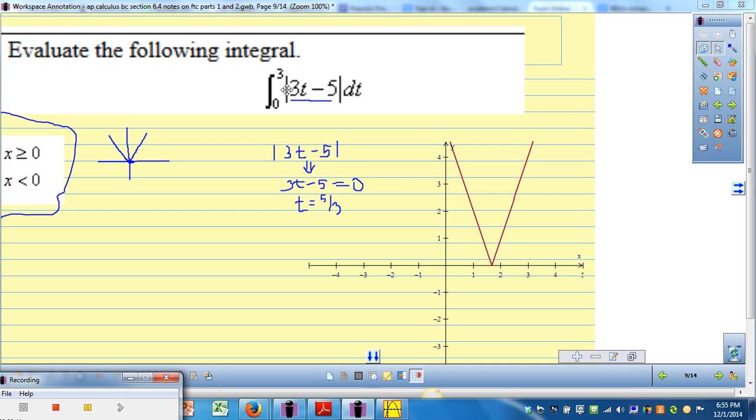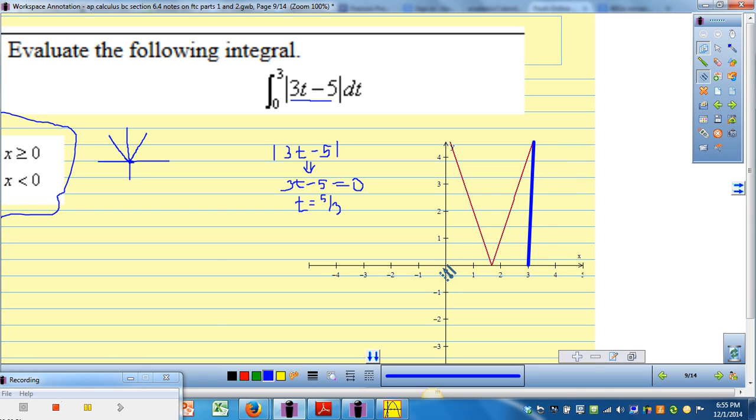And if I want to integrate from 0 to 3 of this function, then I am integrating from here to here and finding the area of these two triangles.